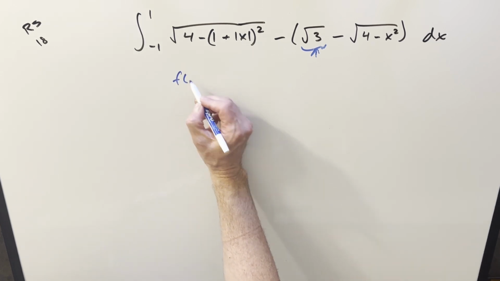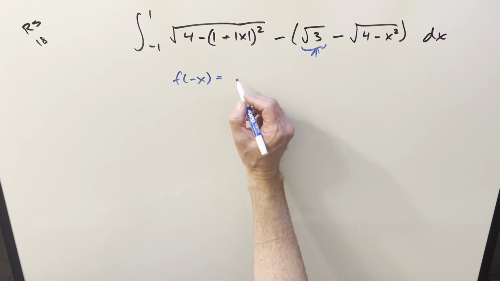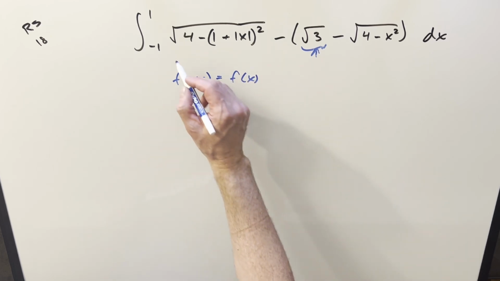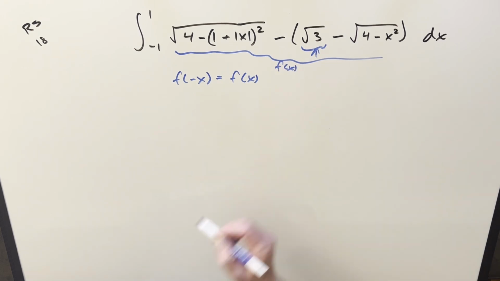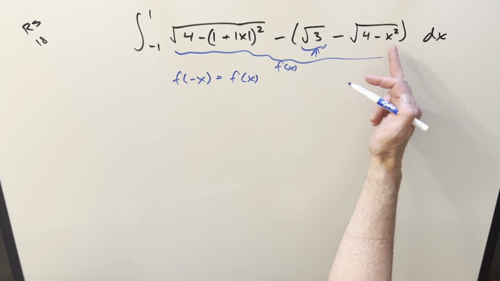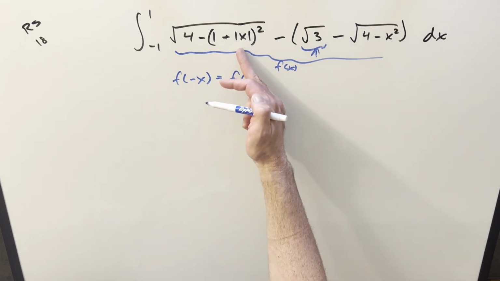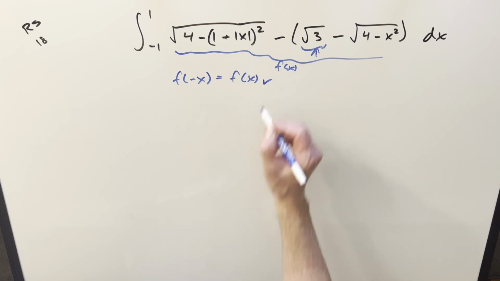Our definition for an even function is just that if we have f of minus x, this is going to be the same thing as f of x. And for this, we'll just group it all together. This will be our f of x. And if you just take minus x and you plug it in, here the minus goes away because it's squared, and here the minus goes away because it's absolute value. And so this check is going to work.